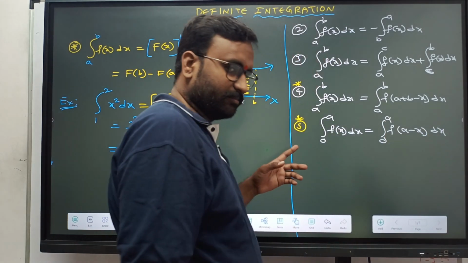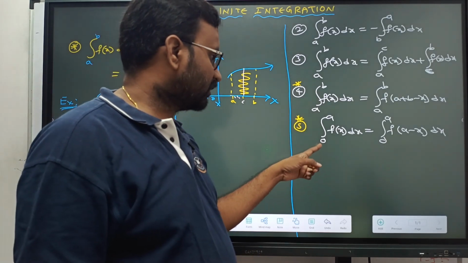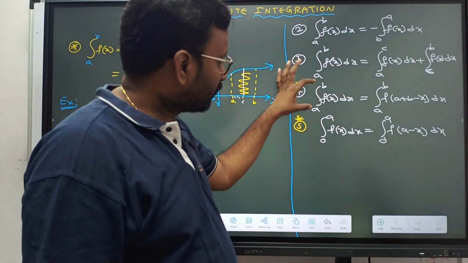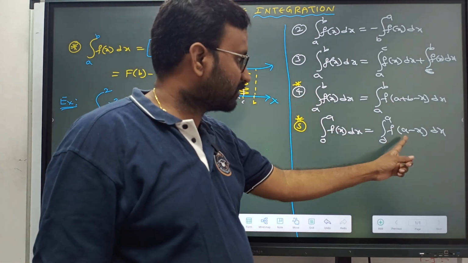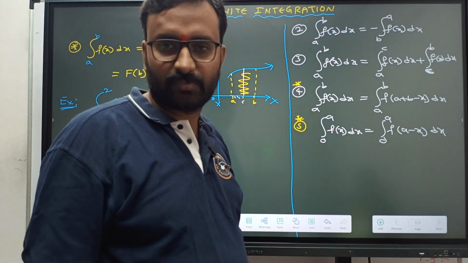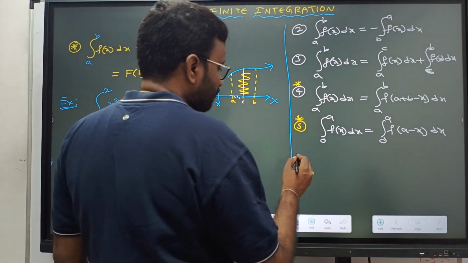These both are same. Instead of a, we are taking what? 0. B, we are taking a. A plus b means 0 plus a. That is a plus b or 0 plus a only, a minus x, and a plus b minus x. Okay. Next, sixth one.